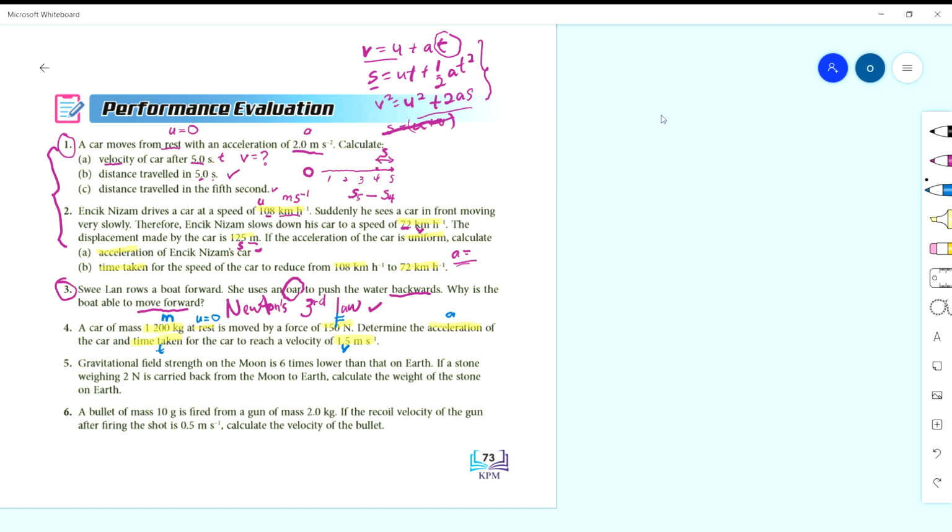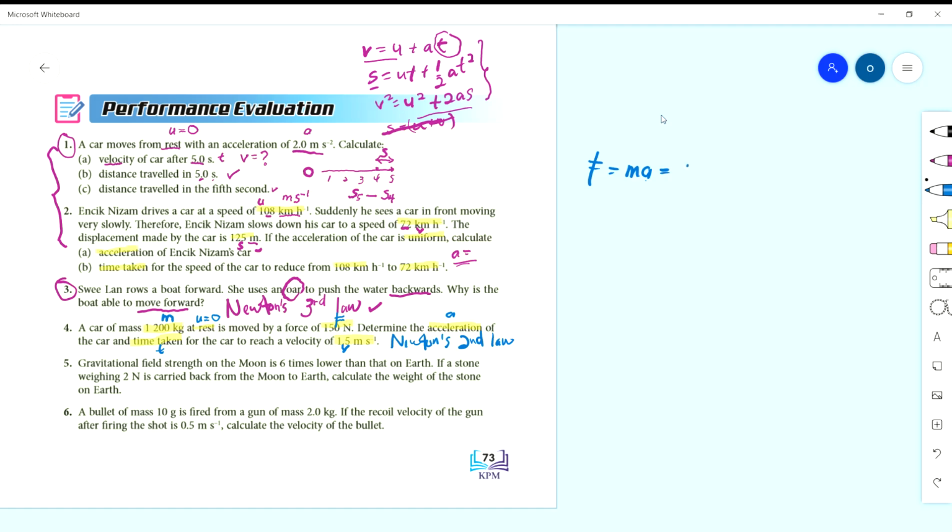So, this is about, okay, chapter apa ni? Oh, sorry, subtopic apa? Okay, I give you the idea. This is about force. This is about Newton's second law. So, Newton's second law states that force is the rate of change of momentum. So, we can apply F equal to ma. Okay, so you can get the a.